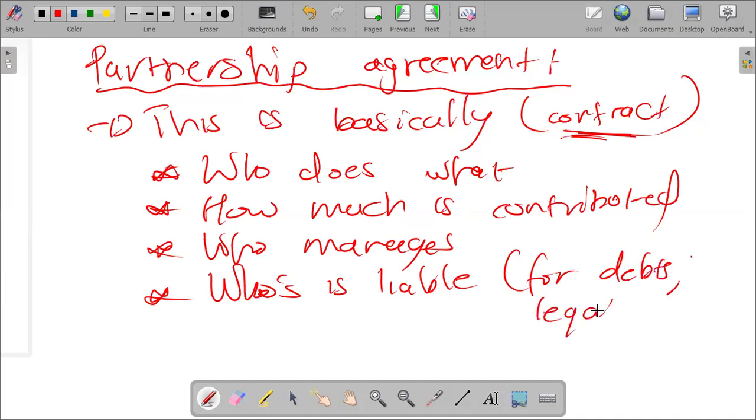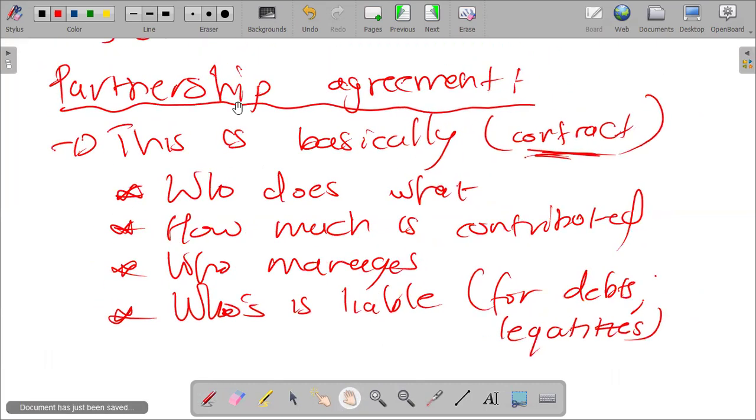So you come together with your partners and you draw up a partnership agreement, which is like a contract. It will depend on each business started by the partners. It will state who does what, how much is contributed, who manages what, and who is liable for either the debt, the taxation, or the legal matters in the business. This agreement will state that.